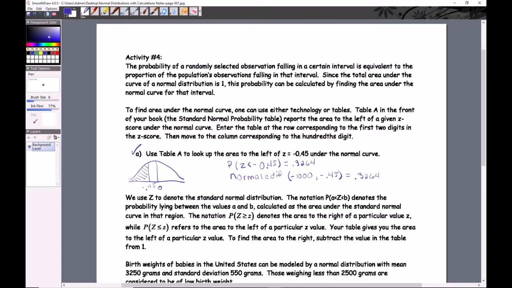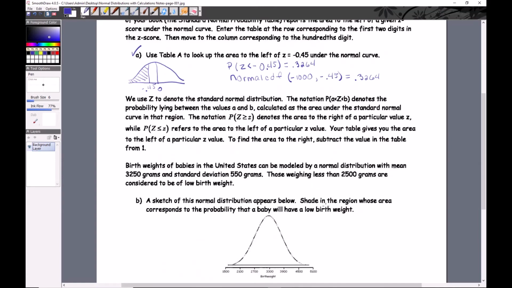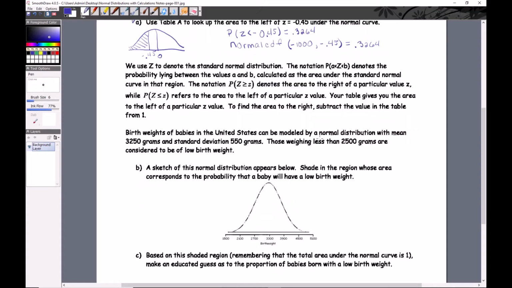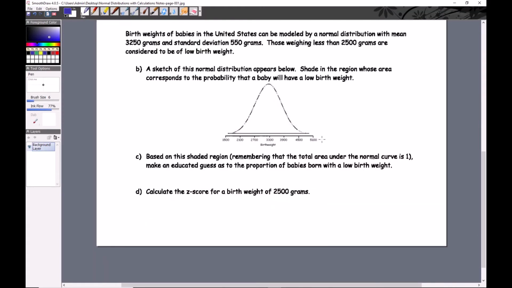Okay, so you have a choice. You can do tables, you can do your calculator. My guess is that you're going to do the calculator. Okay, so we're going to scoot down here. This blurb here is fine, but I think the notation is a little confusing. So scooting down here and avoiding the confusion, let's start looking at birth weight of babies in the United States.